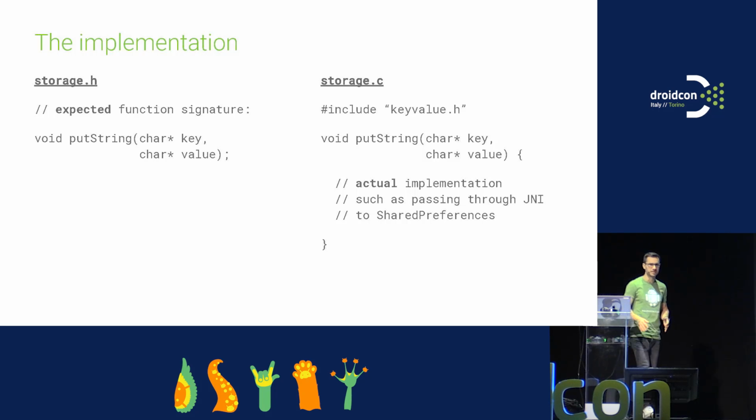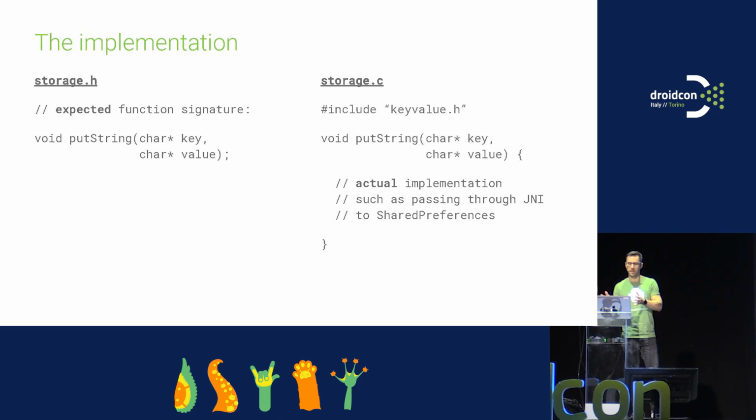You don't have to understand C or know it, but more or less, the header files, like I said, just define the expected function signatures that I will use. So if I want to have a key value store, I probably want to have something like putString with a key and value, and I want to be able to read it back.